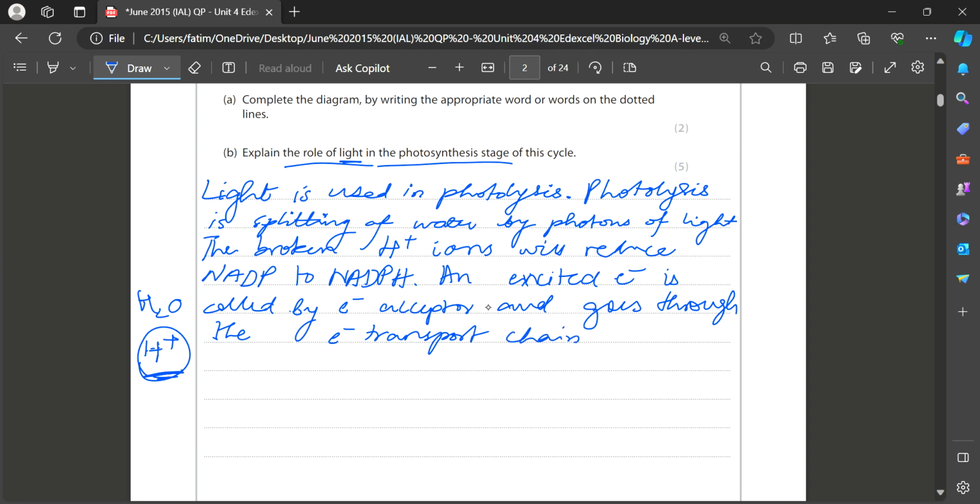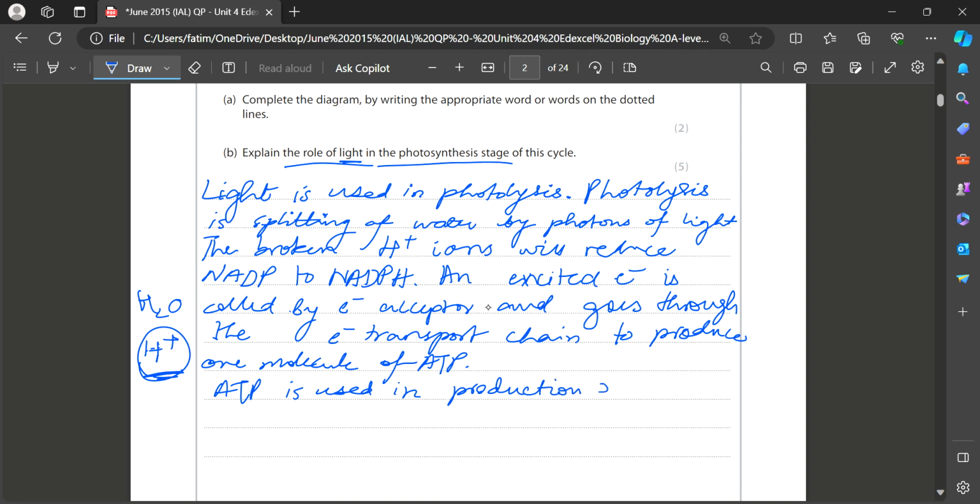So over here, I'll tell you where we're going to get the marks. Let me just finish it up. And then to produce 1 molecule of ATP. And then we're going to mention how ATP is used. ATP is used in the production of GALP, GP.